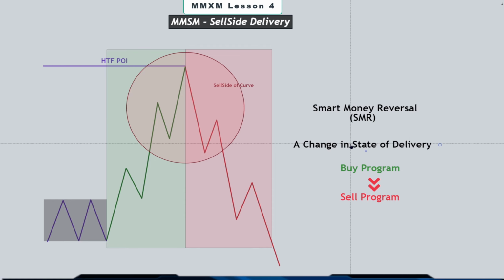What that means is, the algorithm from a buy program starts to deliver on a sell program, or turns the buy program into a sell program. For a market maker buy model, it's vice versa. So from a sell program, it then changes its state into a buy program. So a change in state of delivery is what confirms the smart money reversal. Now let's talk about the change in state of delivery or the smart money reversal.